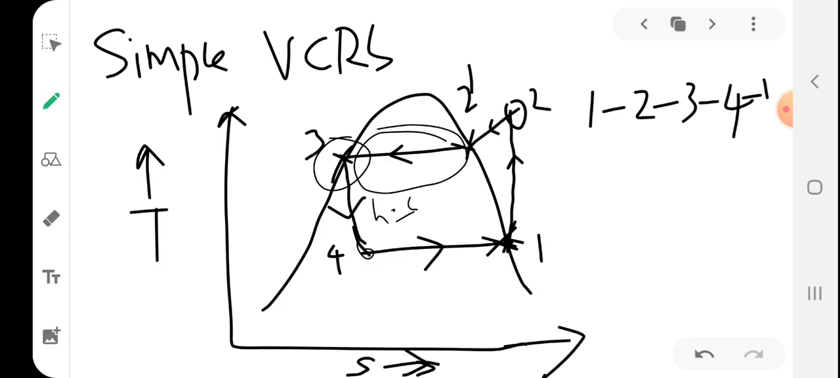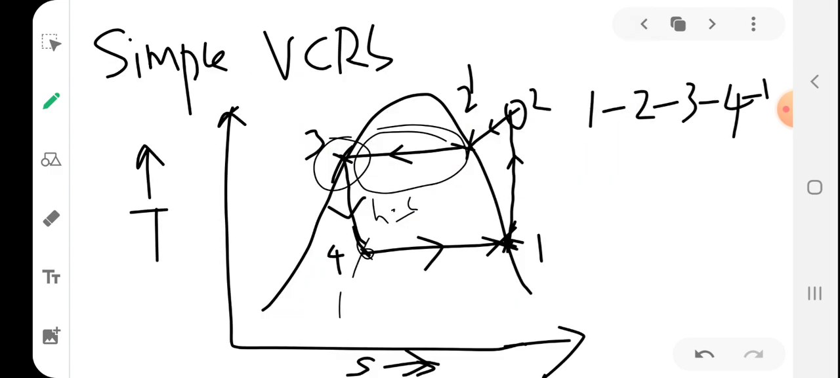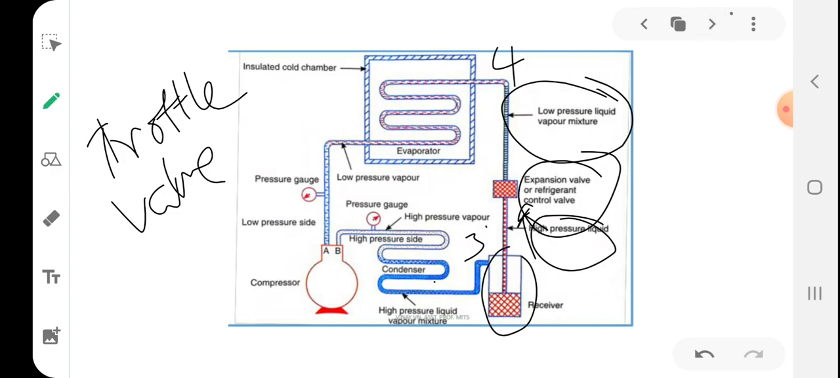It is getting expanded isenthalpically. So here isenthalpic expansion takes place, and the liquid becomes a low pressure liquid vapor mixture. The pressure is low, temperature is also low. Low pressure, low temperature liquid is available at the inlet of the evaporator.